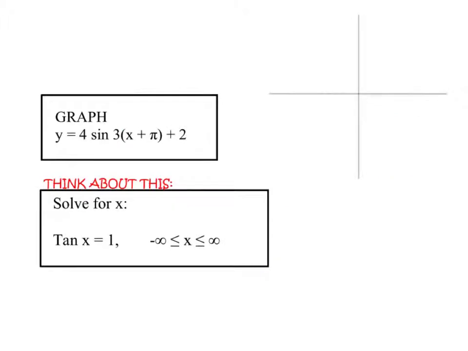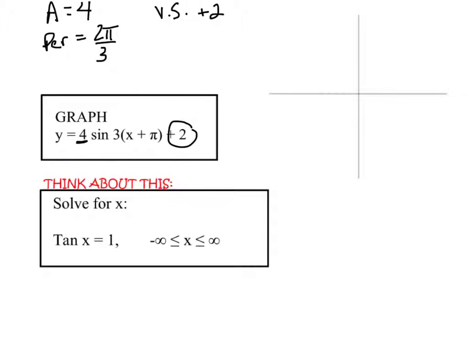Real quick, we're talking about graphing again. In this example, the amplitude is 4. It's the coefficient of the trig function. The period is 2 pi over the coefficient of x, so that's 3. Our vertical shift is up 2 units, just whatever's added or subtracted at the end.